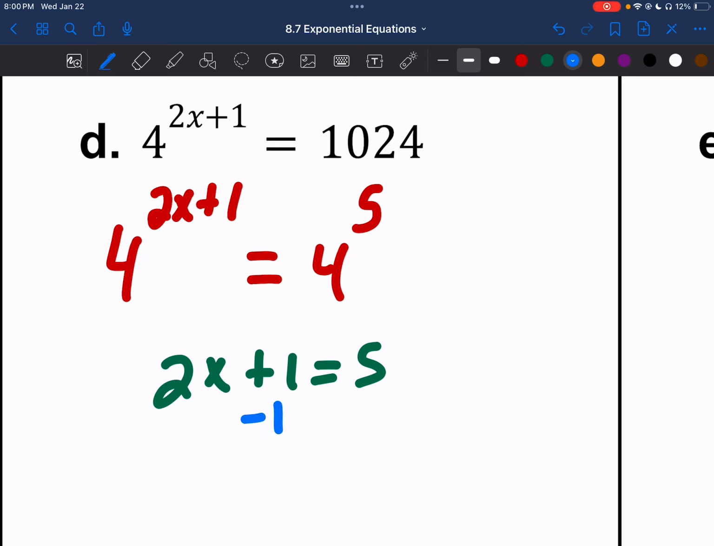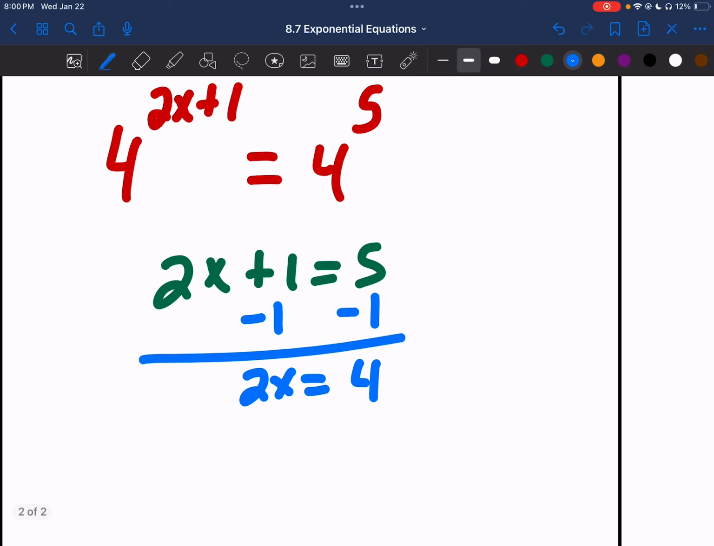Subtract 1 from both sides. 2x equals 4. Divide by 2. x equals 2.